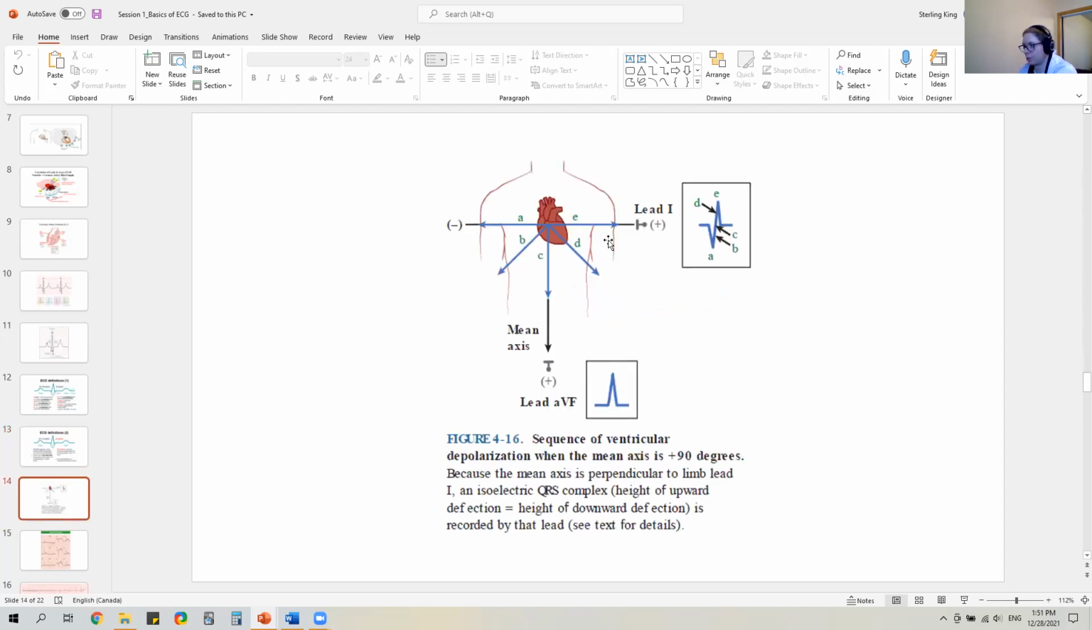And this is just another picture showing the directions of the heart. Lead 1 is on the left, AVF is going straight down. This would be lead 2, 60. This would be lead 3, 120 degrees. And then over here, this would really be anything. You could have AVR a little bit higher up here.